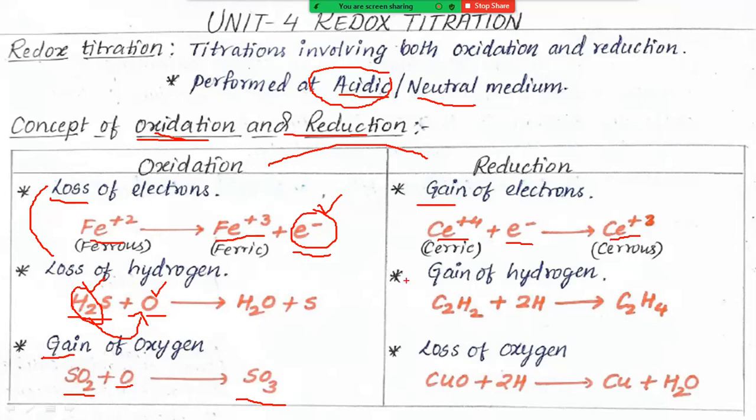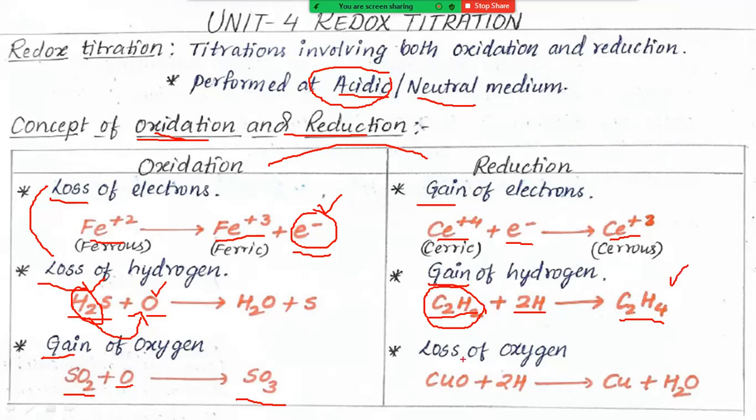One more definition is gain of hydrogens. In the oxidation process, hydrogens are lost, but in case of reduction, hydrogens are gained. That means the compound will be getting the hydrogens. For example, acetylene will be accepting two hydrogens and gets converted into ethylene. So acetylene is taking two hydrogens and gets reduced to form ethylene.